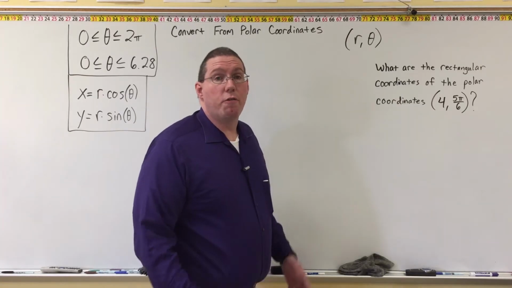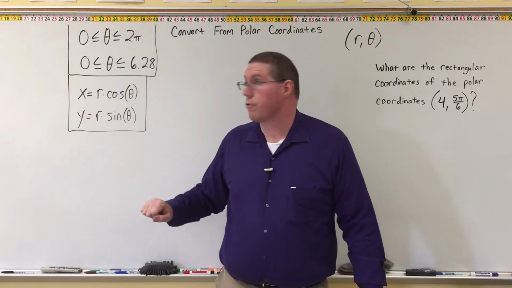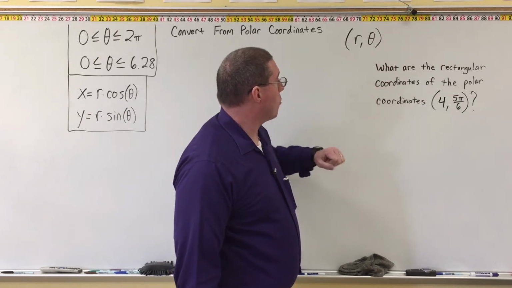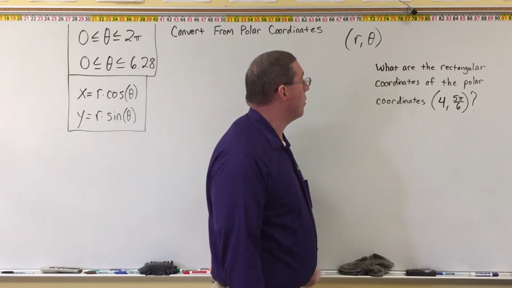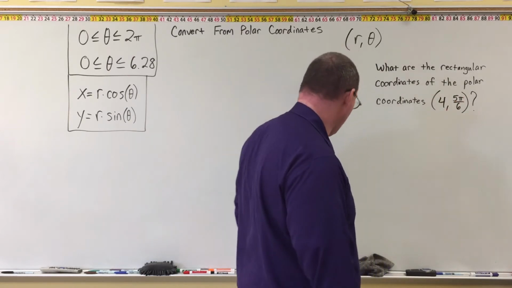All right, so now let's do a few examples. So I've gone ahead and moved our formulas over here so that we can use them whenever we need them. And what I've put here is this question. It says, what are the rectangular coordinates of the polar coordinates 4, 5 pi over 6?